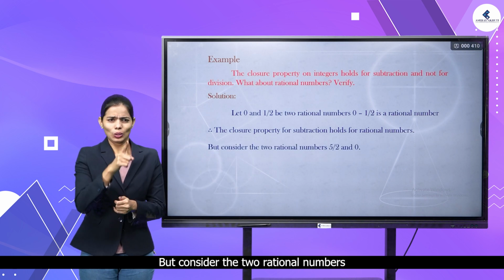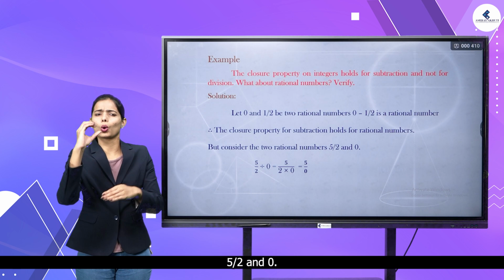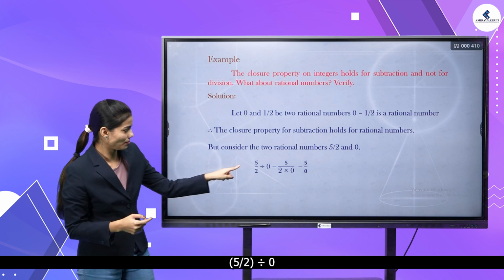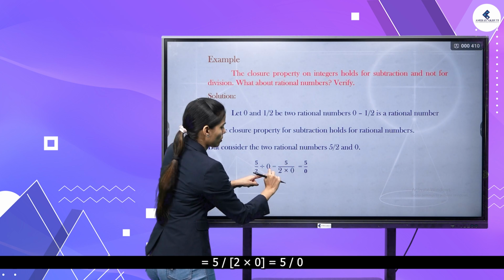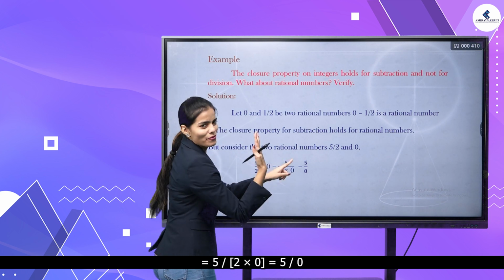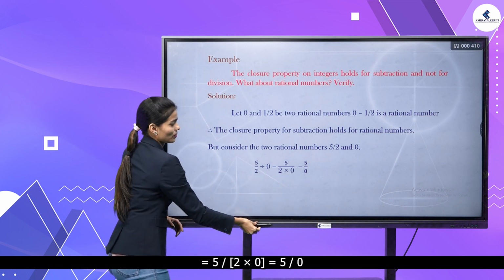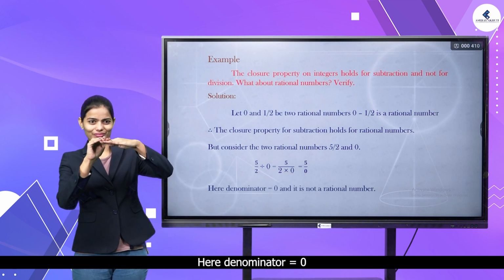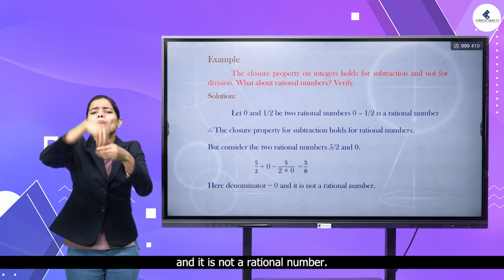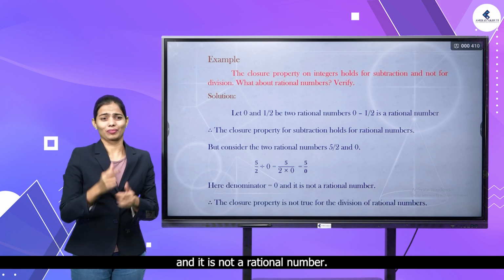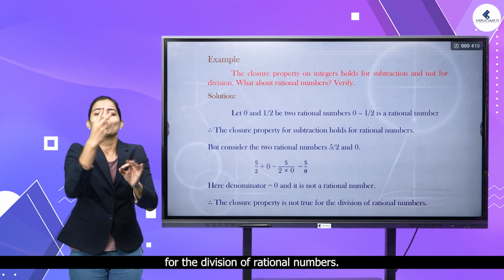But consider the two rational numbers 5 by 2 and 0. 5 by 2 divided by 0 is equal to 5 by 2 into 1 by 0, is equal to 5 by 0. Here, the denominator is equal to 0 and it is not a rational number. Therefore, the closure property is not true for the division of rational numbers.